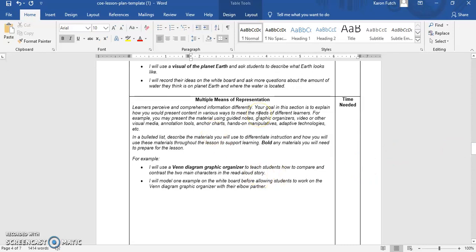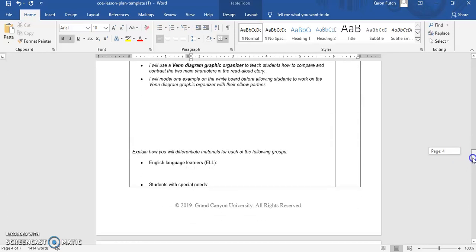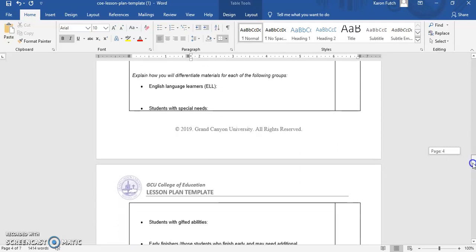Under multiple means of representation, you need to include here how you are going to present the material in the lesson. For instance, if you're doing a picture walk through the 10 Rubber Ducks, you're going to do the picture walk, and then you're going to discuss. You're going to do before, during, and after activities, and that's how you'll present it. You may have a video that you show, but those are all things that you will do to present the material.